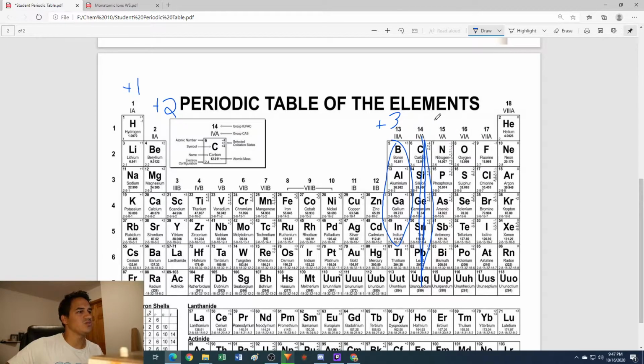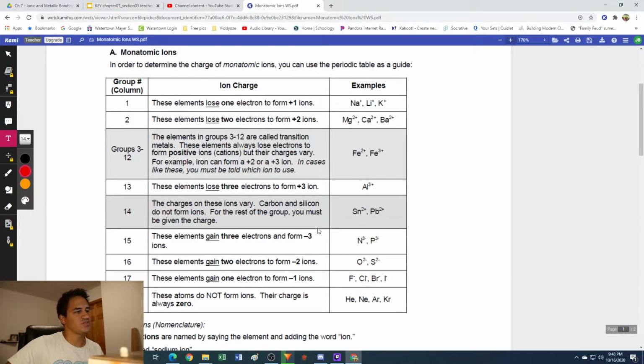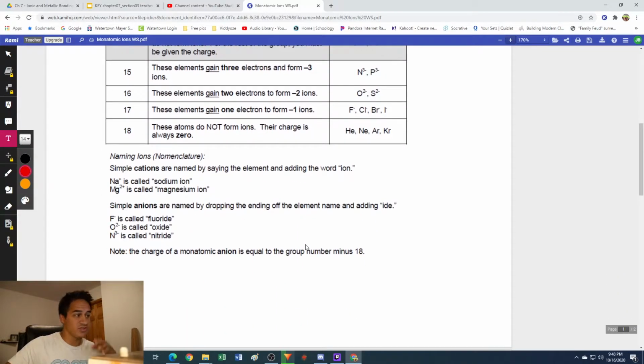And then these ones, this is column 5. So these will make charges of -3. This will make charge of -2. This will make a charge of -1. And of course, this column doesn't make any ions because they already have 8 valence electrons, which means they don't need to gain or lose electrons. Okay, so that has some little notes on it on the sheet, and we're going to use this to do this sheet of practice.